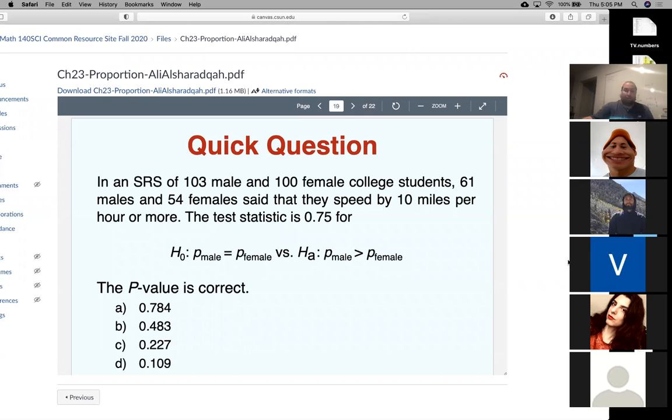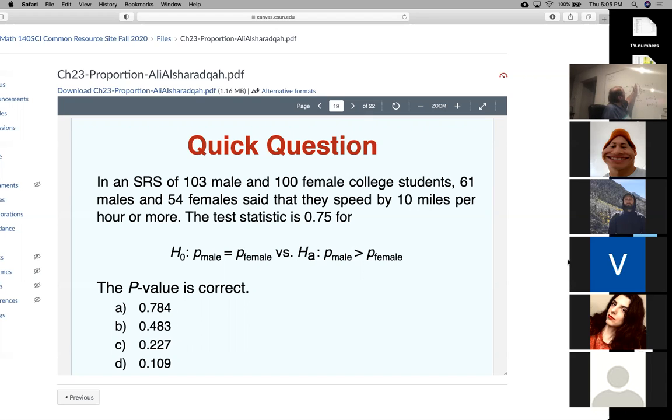Definitely B. Well, I don't know. I can't do that in my head. Well, let's see. The test statistic is 0.75. That's on a normal curve. Here's 0 at the center. Here's 1. So 0.75 is right here, and we want the probability of being past that.